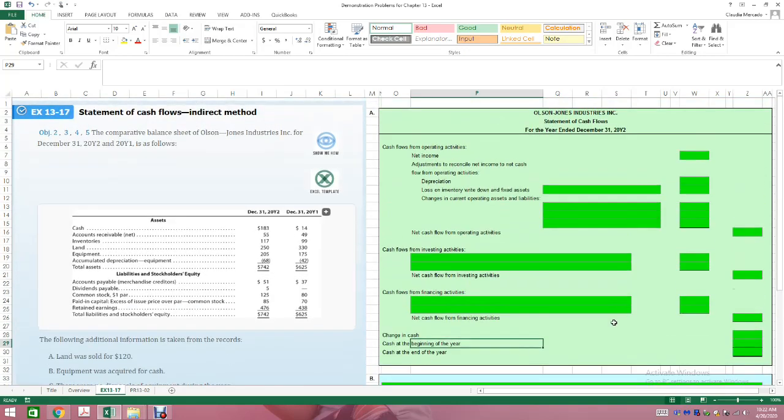So, I downloaded the template provided in the chapter so we can work out the problem. We always start on the top with the name of the company. This is Alton Jones Industries, and this is the statement of cash flows for the year ended December 31st, 2022. We're going to start off with our cash flows from operating activities. This is the first section. Remember, they have to happen in sequential order. So first we start off with our cash flows from operating activities. We always start off with net income.